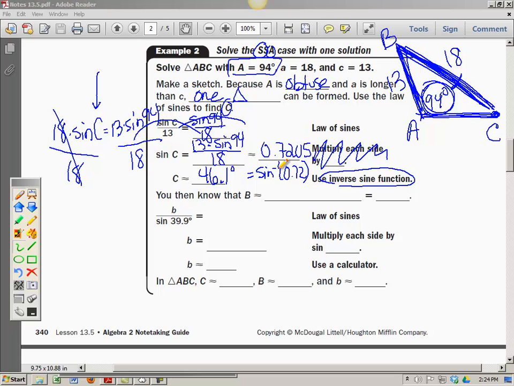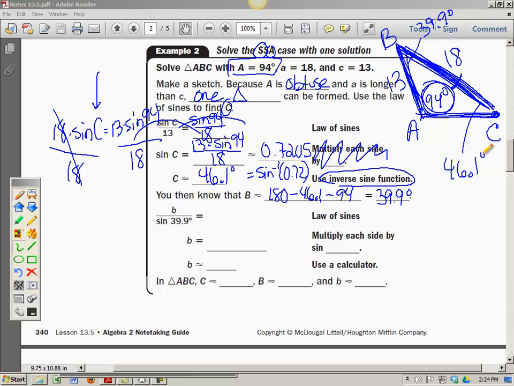All right? So to find angle B, this is then 180 degrees minus 46.1, and then minus the original angle given, which is 94 degrees. And altogether, we should end up with a 39.9 degree angle that's left over for angle B. So this is 39.9 degrees. This is 46.1 degrees. And now we just have to set up a proportion to solve for that missing side.